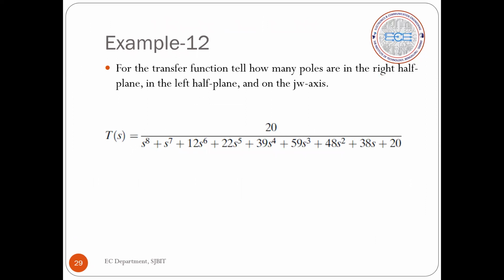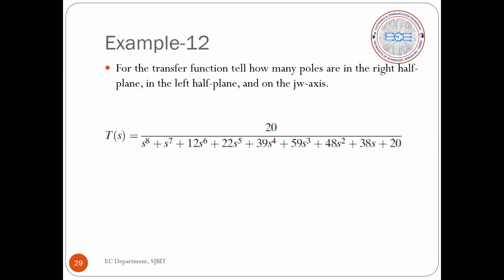Based on this concept, we have an example. Here, what you have to learn is how to comment on the stability, and how to conclude the roots to the right of the s-plane, roots to the left of the s-plane, and the number of roots on the imaginary axis. The question is, for the transfer function, tell how many poles are in the right half plane, in the left half plane, and on the j omega axis.